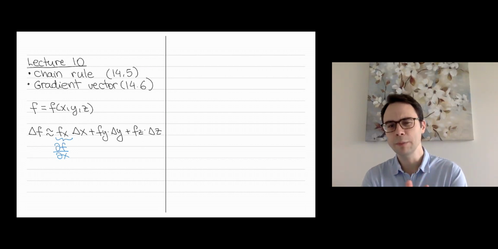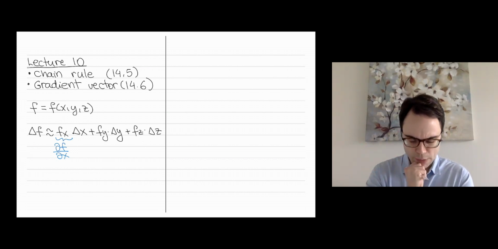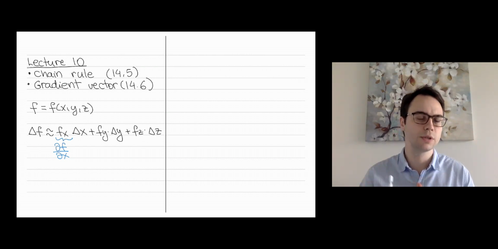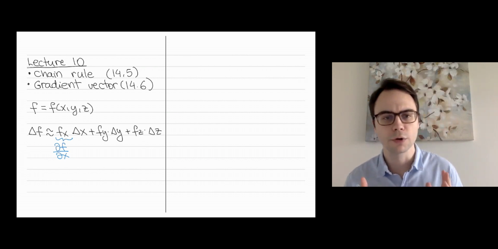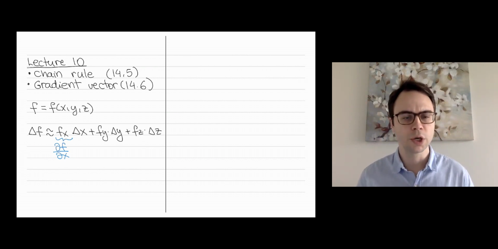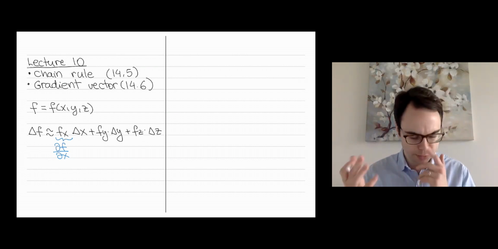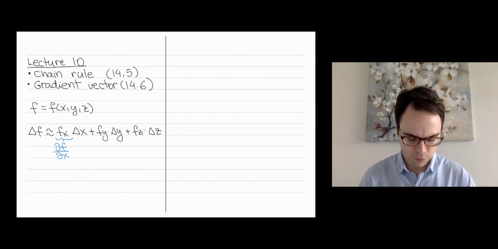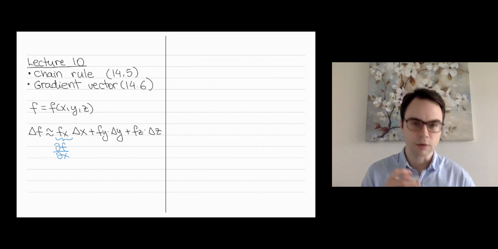I said three partials, and that reminded me that all I'm going to say today works in two variables as well as in three variables. In fact, it works with any number of variables, but for concreteness, we'll be working with either two or three. But please bear in mind that you could have more variables as we move forward. Okay, so here's the setup for the chain rule.